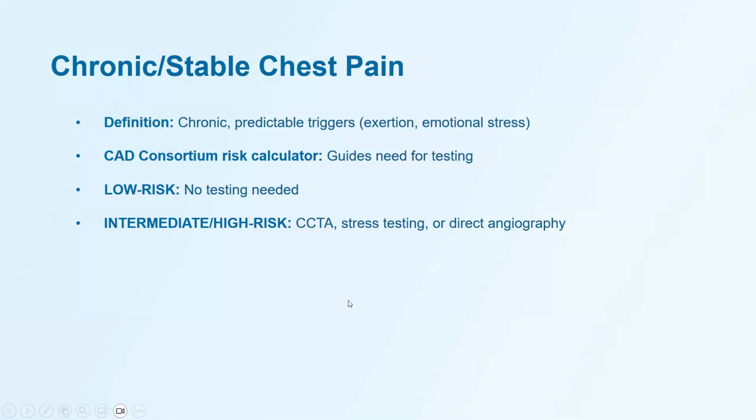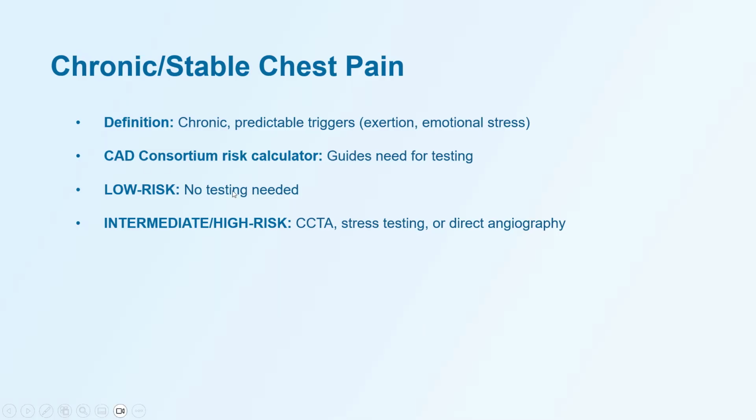Now, some patients may come with chest pain that's chronic or that happens when they're doing something strenuous like shoveling snow, or when they're in an emotional state. And it's predictable. The patient knows it happens with exercise or stress, and then gets better if they sit down or take sublingual nitroglycerin.